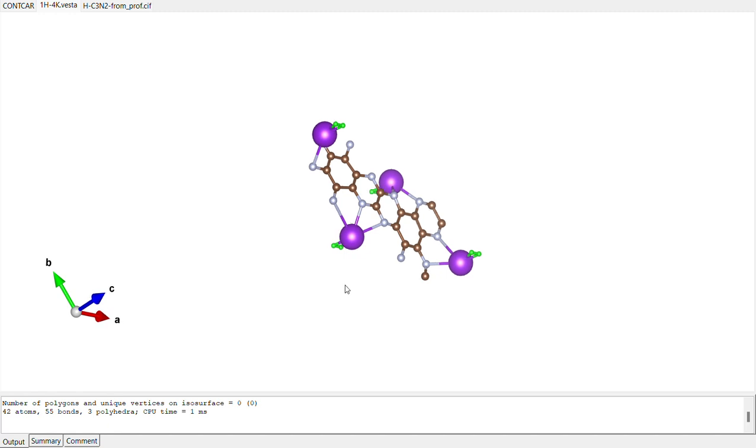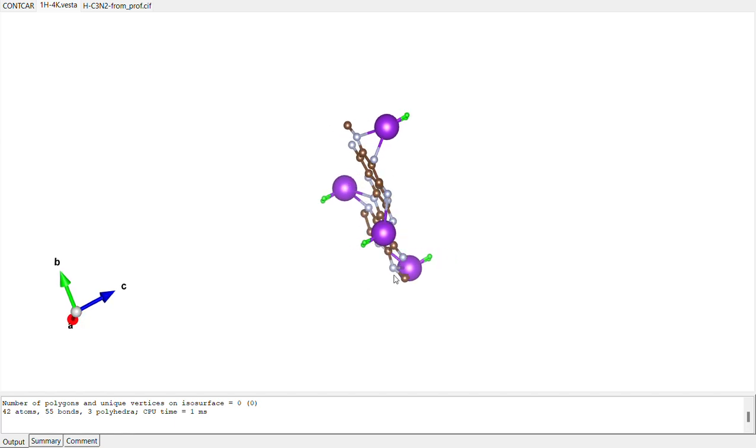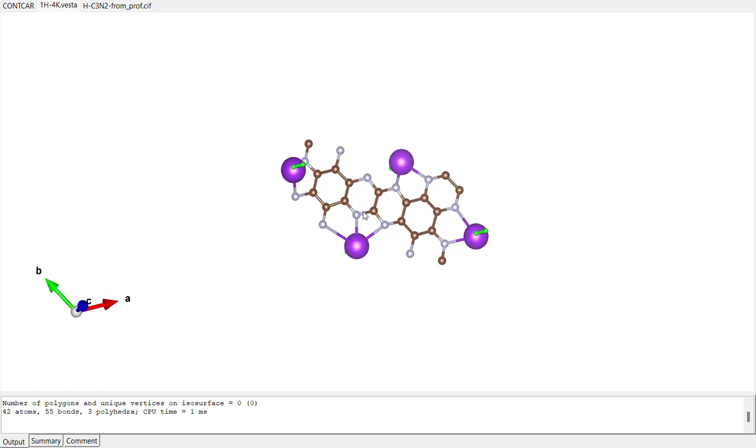But because these two are below the sheet, if I place hydrogen just on top of them, I find there could be some kind of interaction between the hydrogen and the sheet. Therefore I tried to place it under these potassium elements. And now with this, again I will have to generate the file, which I have already generated.